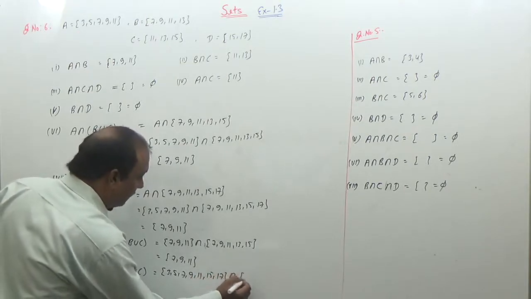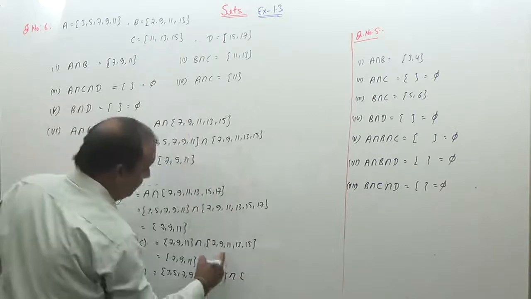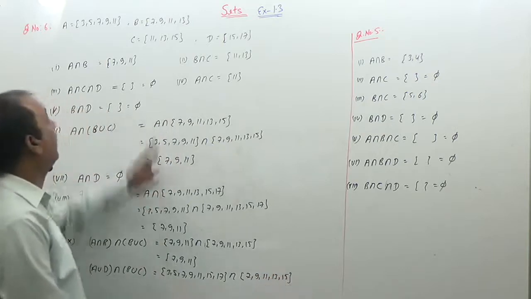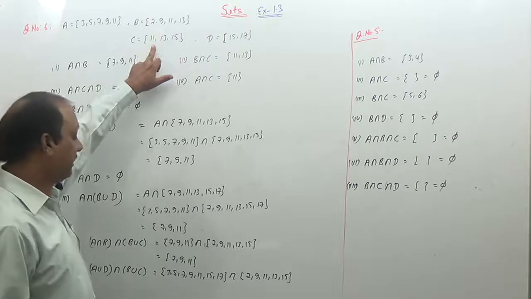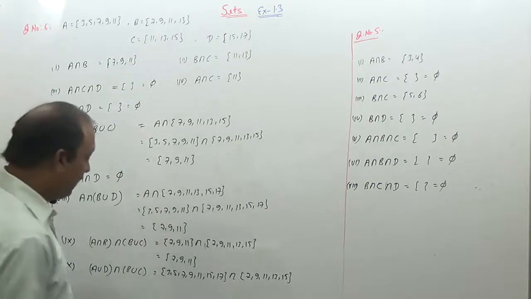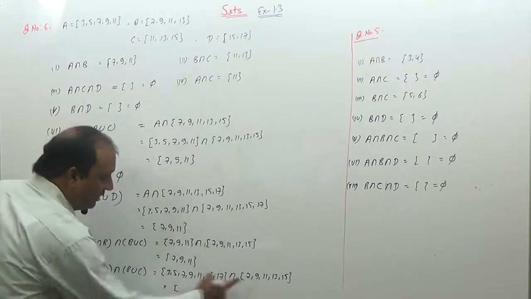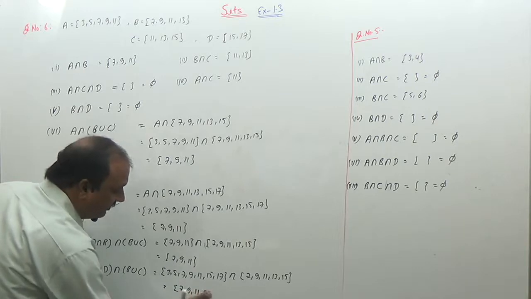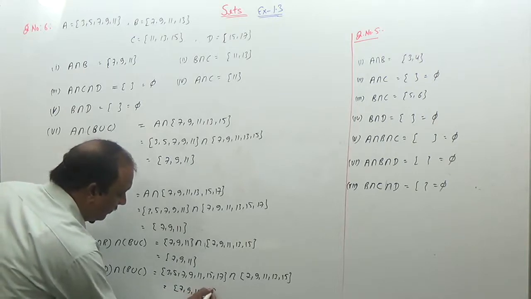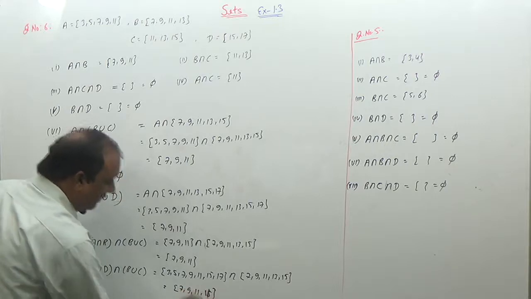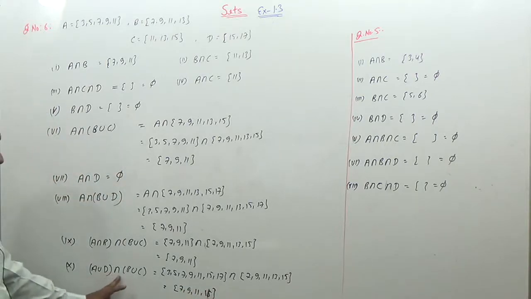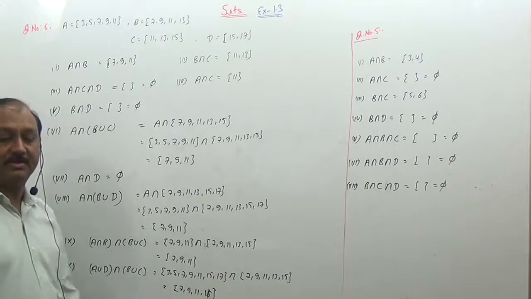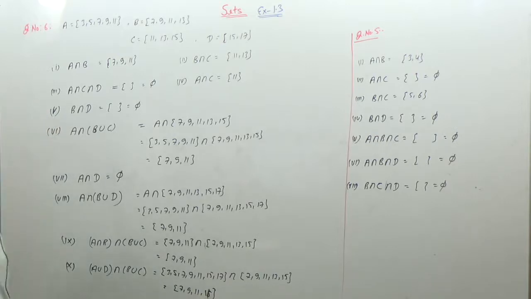And intersection B union C. B union C is 7, 9, 11, 13 and 15, which contains all elements of set B as well as set C. Now, taking their intersection. So what are the common elements between these two sets? 7, 9, 11, 15. So this is the resultant set, which is A union D intersection B union C, which contains the elements 7, 9, 11 and 15. So this is the solution of question number 6.